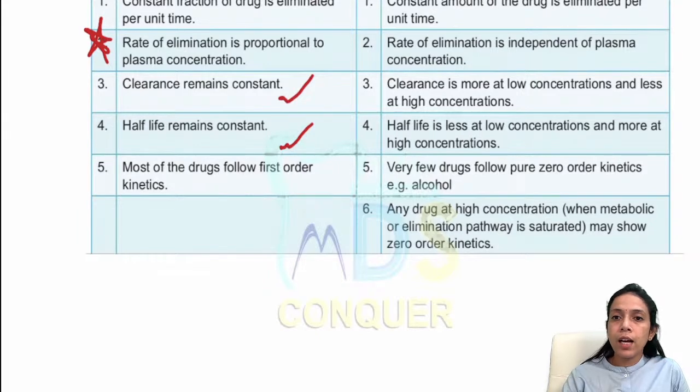As we have discussed, the half-life remains constant in first order kinetics, and the rate of elimination is proportional to the plasma concentration, and a constant fraction of the drug is eliminated in unit time. Whereas for zero order, a constant amount of the drug is eliminated, and the half-life and the clearance also get changed, as you can see in the picture. You have to know this, because many times I have seen true or false statements asked with respect to this. Okay, we are going to the next question now.